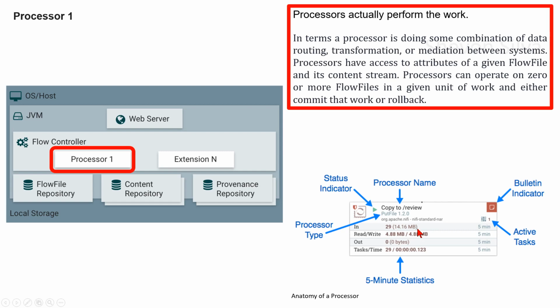This value is represented as count and size, where count is the number of flow files that have been pulled from the queue, and size is the total size of those flow files' content. In this example, the processor just pulled 29 flow files from the input queues for a total of 14.16 megabytes.